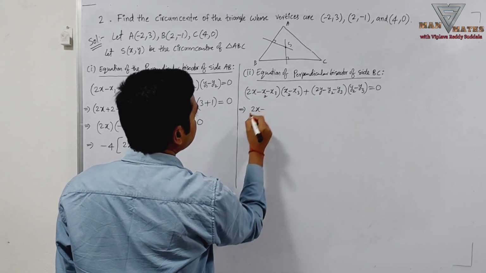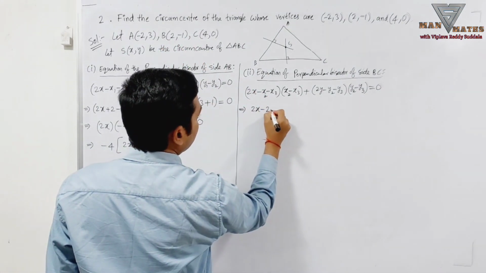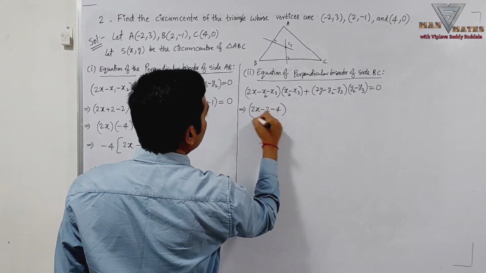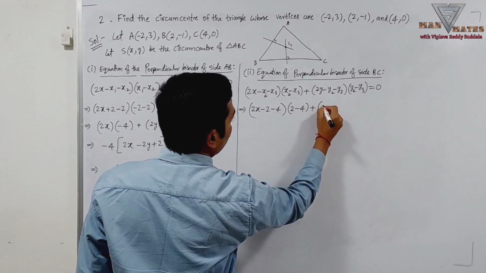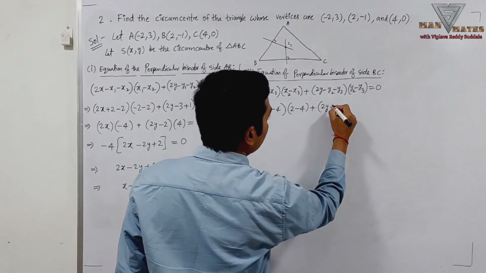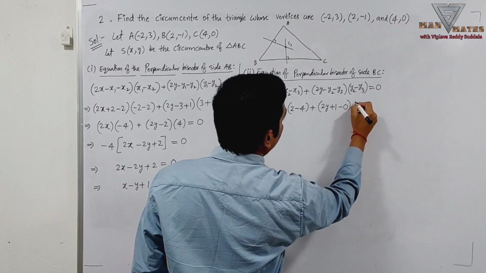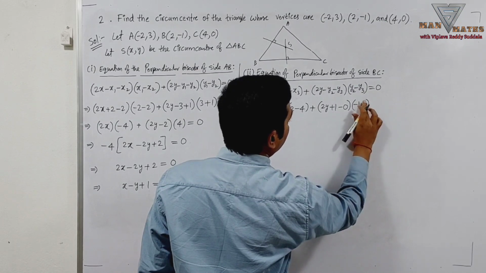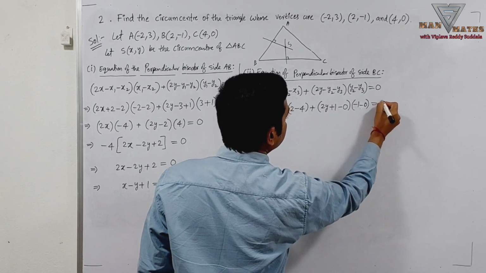Now apply the formula. 2x minus x2 minus x3: x2 value 2, minus x3 value 4, into 2 minus 4, plus 2y minus y2 value. y2 how much here? Minus 1. Minus of minus is plus 1, minus y3 value 0, into minus 1 minus 0, equal to 0.